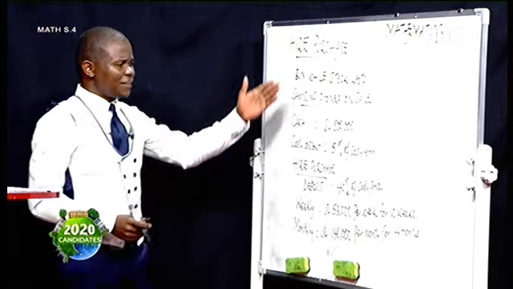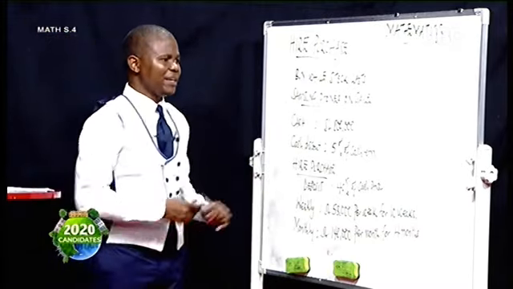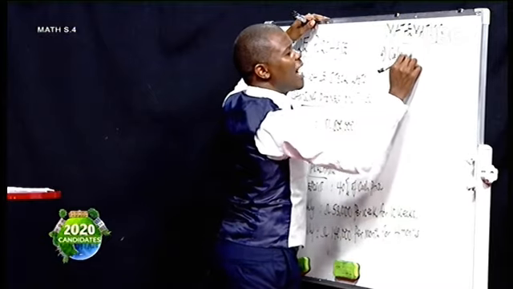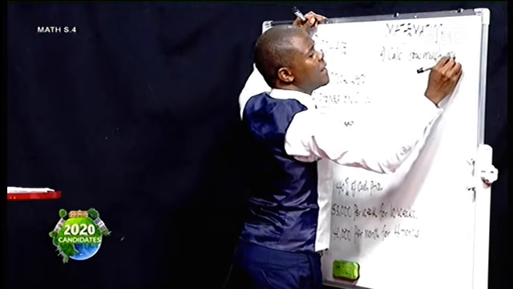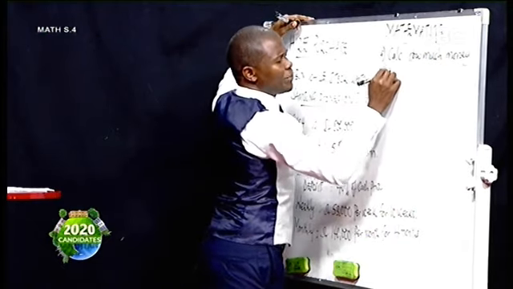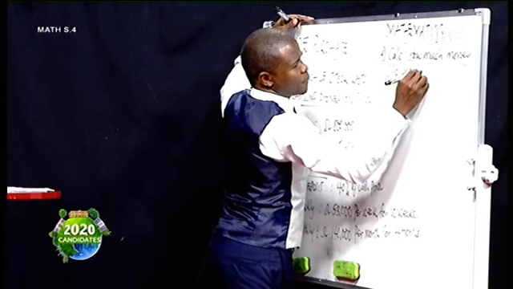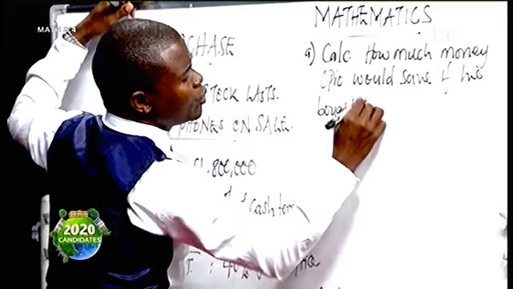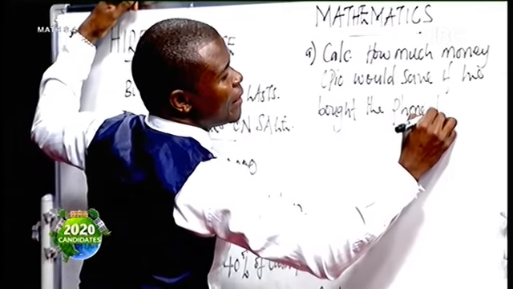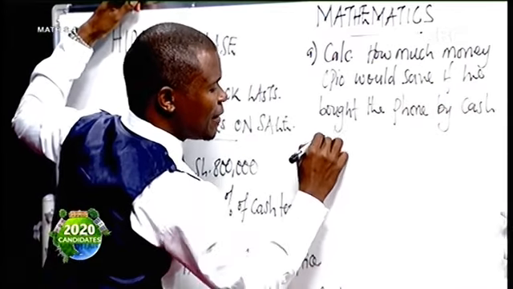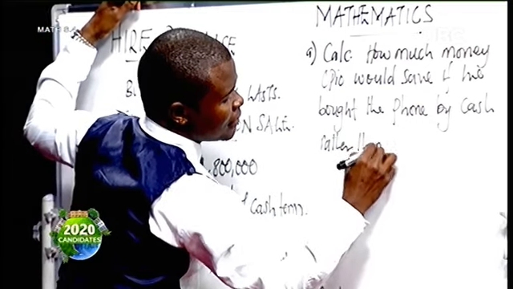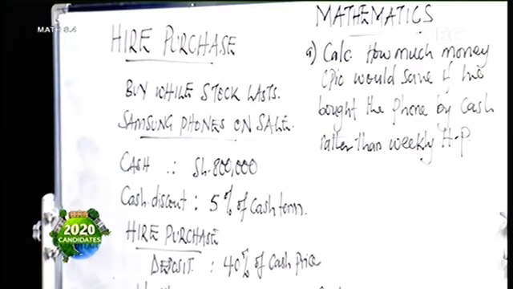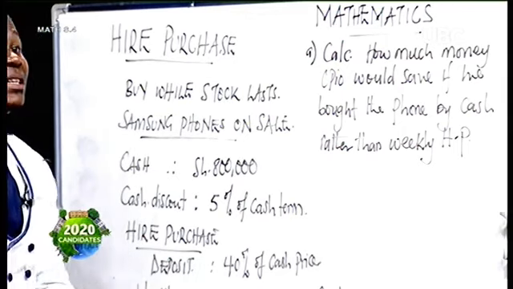The question is, the following advert was in the newspaper. Part A, calculate how much money Opio would save if he bought the phone by cash rather than weekly hire purchase. Calculate how much money Opio would save if he paid cash rather than weekly hire purchase.